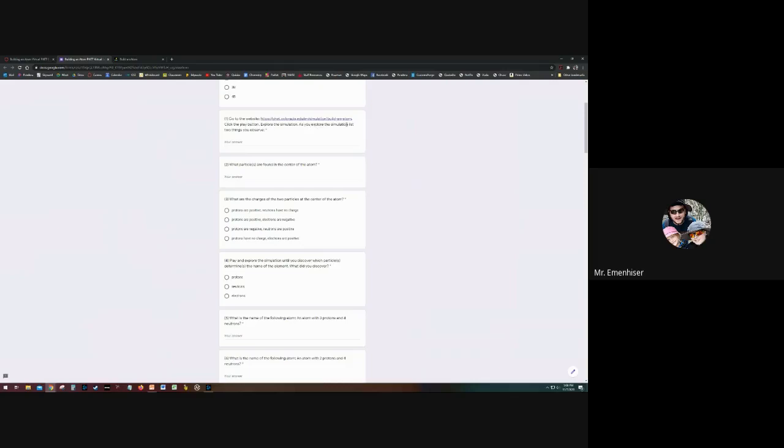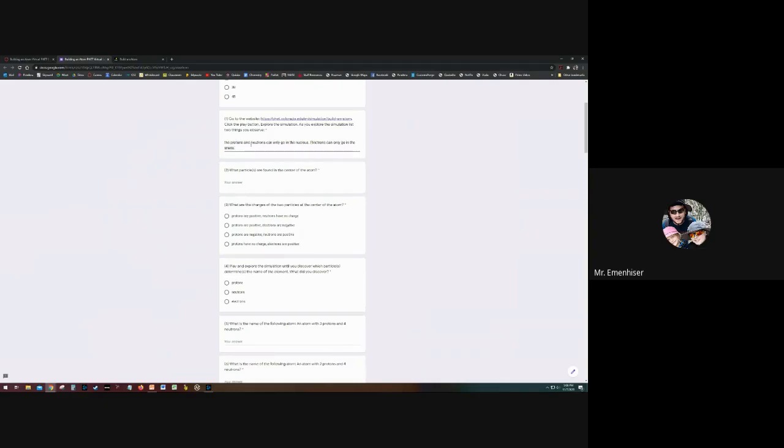So as you explore the simulation, list two things that you observe. Well, the protons and neutrons can only go in the nucleus. And that's where they live. Electrons can only go in the shells. That's where they live. Okay. What two particles are found in the center of the atom? Protons and neutrons. Okay. What are the charges of the two particles at the center of the atom? Protons are positive and neutrons have no charge. Right? Protons start with P, positive starts with P. Positive protons, neutral neutrons, no charge.